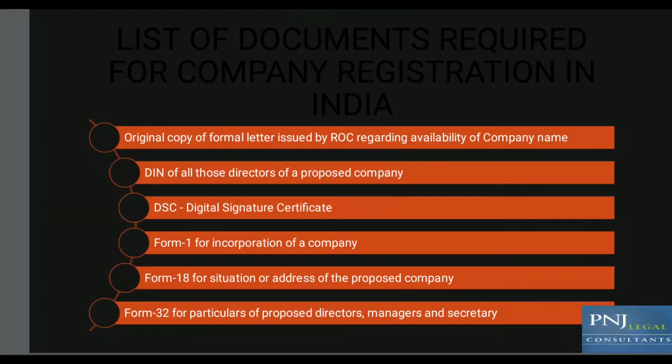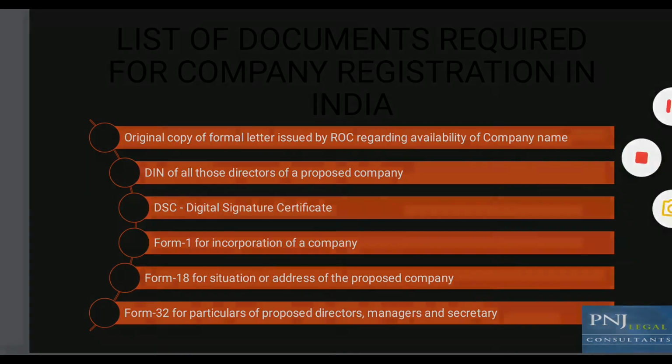List of documents required for company registration in India. Original copy of the formal letter issued by the ROC regarding availability of the company name, DIN of all the directors of the proposed company, DSC (digital signature certificate), Form 1 for incorporation of a company, Form 18 for situation or address of the proposed company, Form 32 for particulars of proposed directors, managers and secretary.